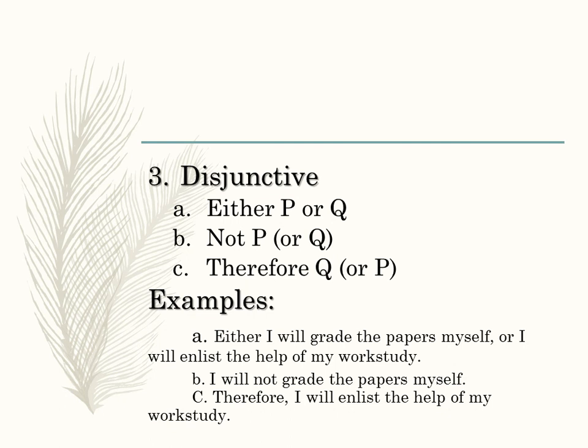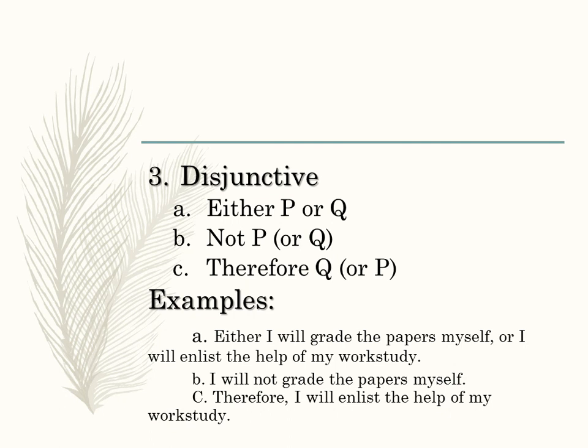Okay, here's an example. Either I will grade the papers myself, or I will enlist the help of my work study, but not both. Think about the law of the excluded middle, right? It's either one or the other. Either I'll grade the papers myself or I'll enlist the help of my work study. I will not grade the papers myself.